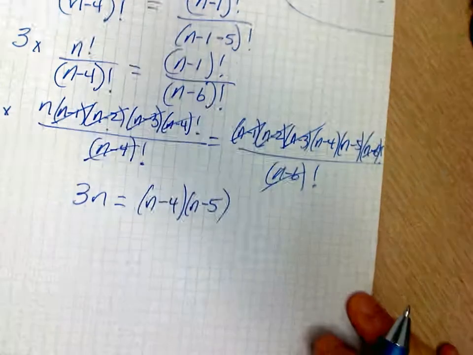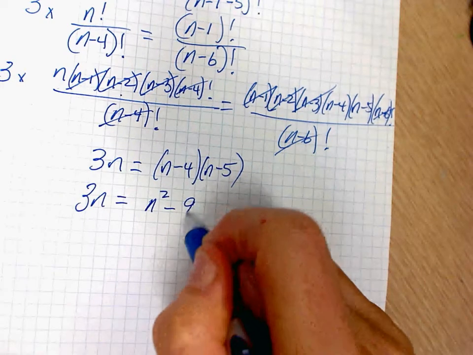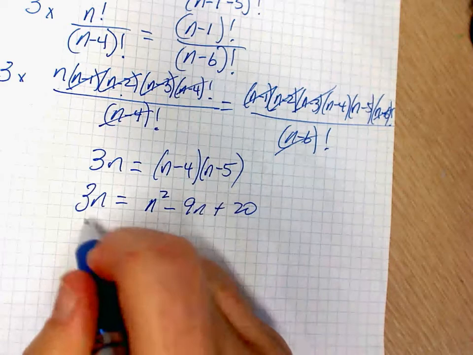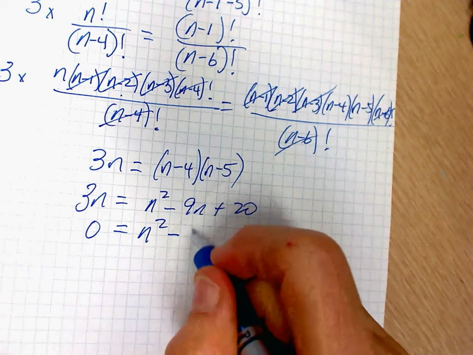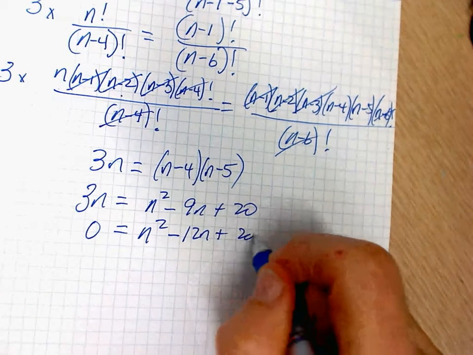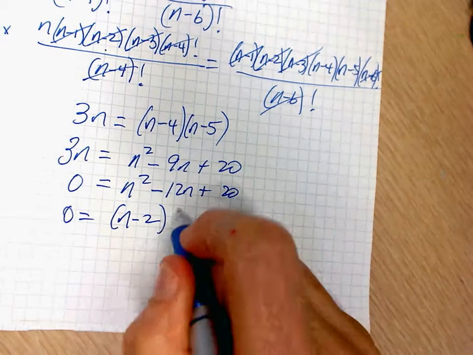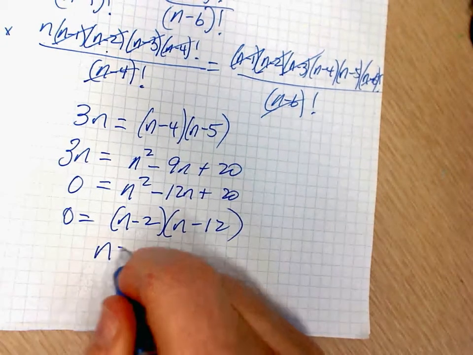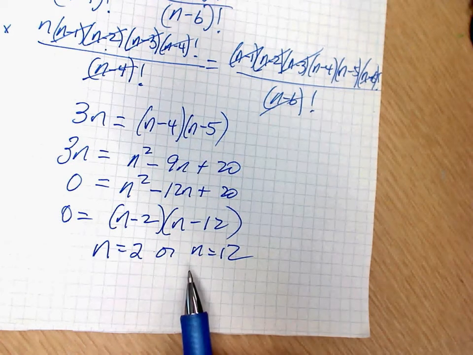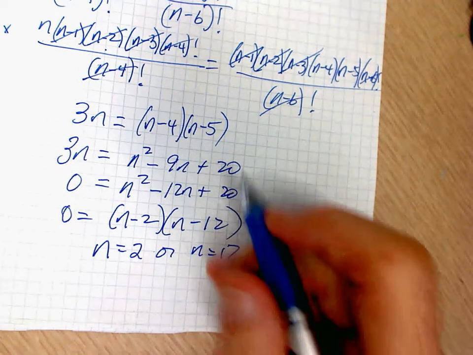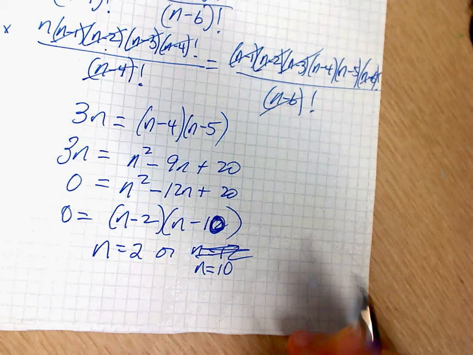So basically this is a nice quadratic to solve for. So n squared minus 9n plus 20. So I'm going to subtract 3n from both sides, and I get n squared minus 12n plus 20. So we could go 2 times 10, right? 0 equals n minus 2 times n minus 10. So n equals 2 or n equals 10. Thank you for catching that.